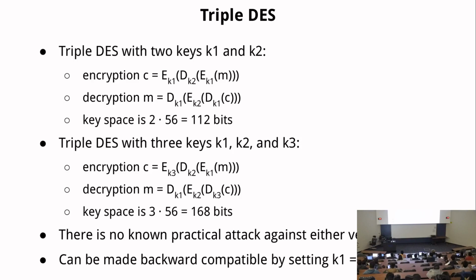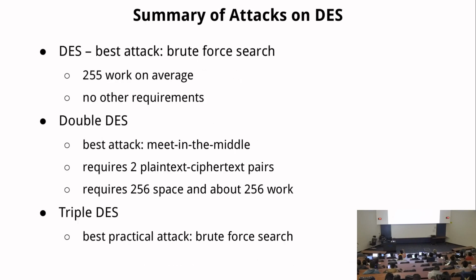Another approach is just to use 3 keys. First we encrypt, then we decrypt. So here we use the encryption algorithm, then the decryption algorithm, and then the encryption algorithm again. So this one is 168 bits. That's basically the methods to improve DES.